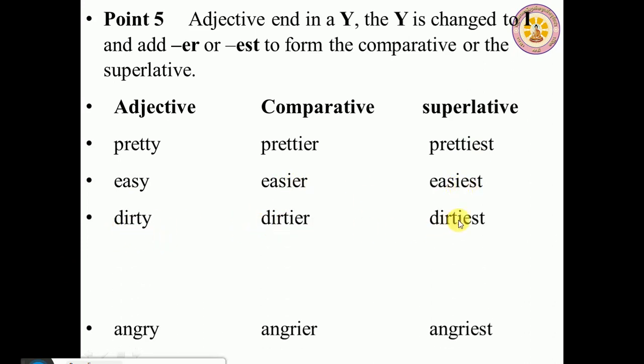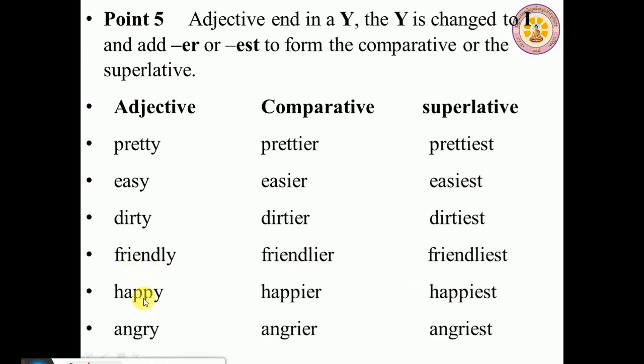Dirty, dirtier, dirtiest. Friendly, friendlier, friendliest. Happy, happier, happiest. Okay, angry, angrier, angriest. So we have to change Y to I before adding ER in the comparative and EST in the superlative.